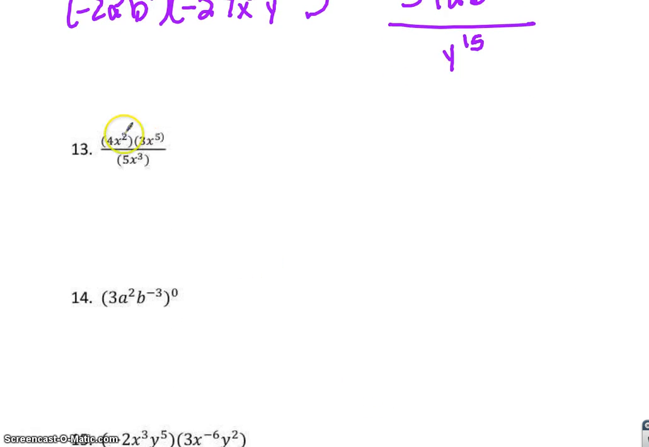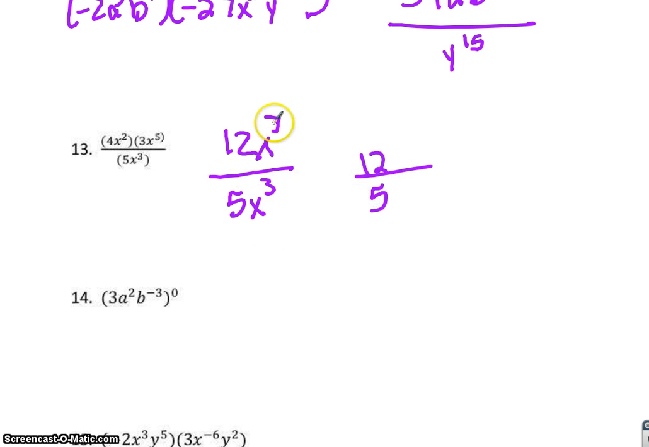Number 13, you're going to multiply on top. 4 times 3 is 12. X to the 2 plus 5 is 7. Over 5, x to the third. 12 over 5, you need to see if you can reduce it. So 12 divided by 5, enter, gives you a decimal. Math, enter, enter, takes you back to 12 over 5. X to the 7th over x to the third, you subtract your exponents, and it becomes x to the 4th.